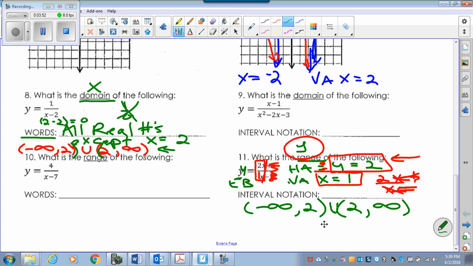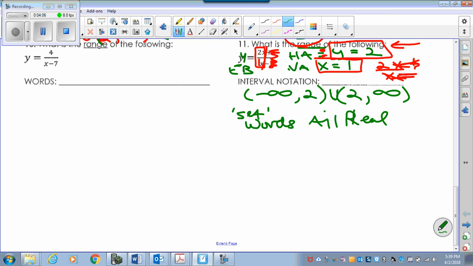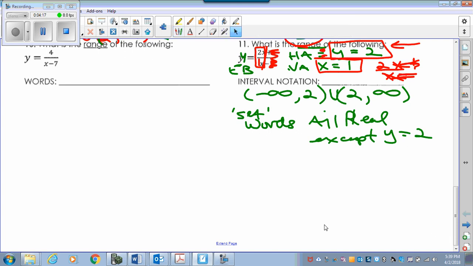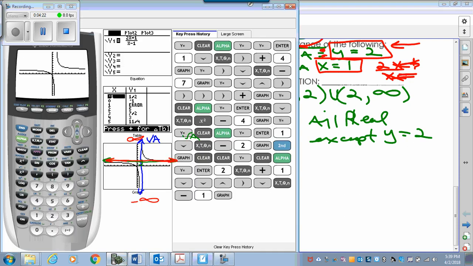And if I do it in kind of a set or words, right, with words, it would just be all real, right? I'll write it out. All real except y equals 2. All right, that is my exclusion there. Okay. So you have interval notation and set notation. But if you look at the picture, if you look at the graph, that's the first step, all right? And then you just see where it levels off for a horizontal asymptote.